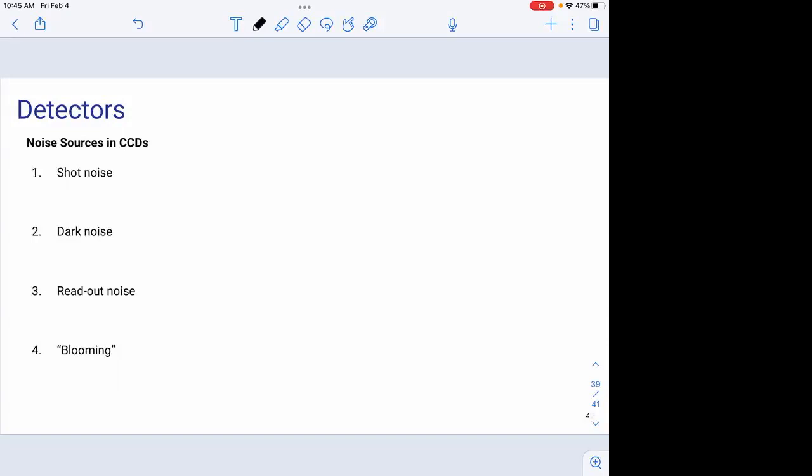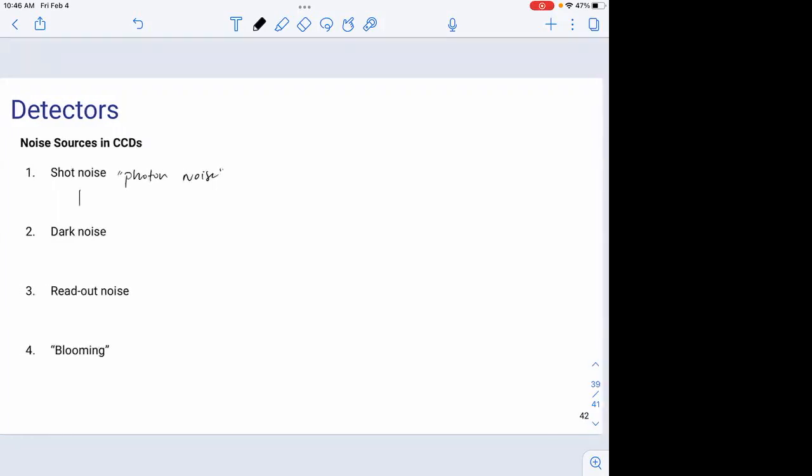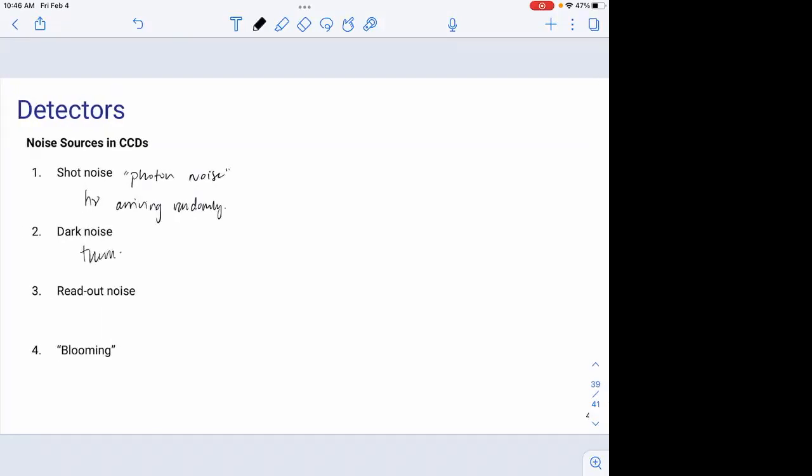So one of them is shot noise, also sometimes called photon noise. Basically, you're having random arrival of photons in time. So photons are arriving randomly. The next is dark noise. This is thermally generated charge, which is not great. This is reduced dramatically if you cool your array detector using something like liquid nitrogen.